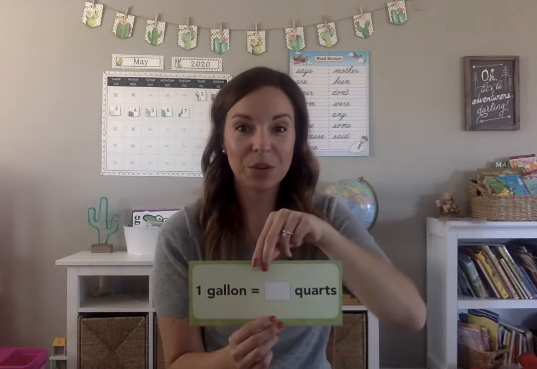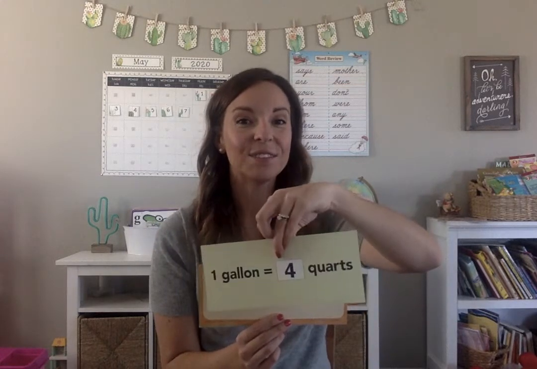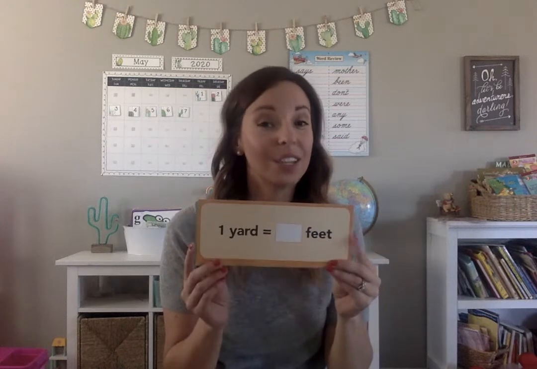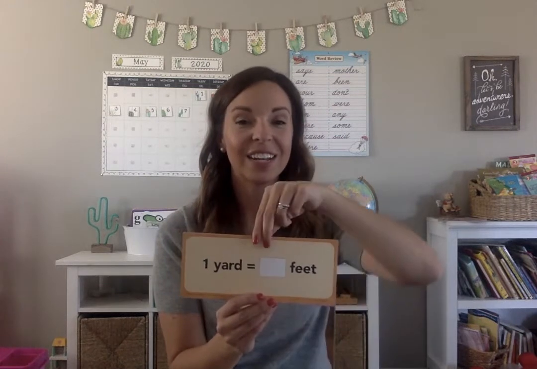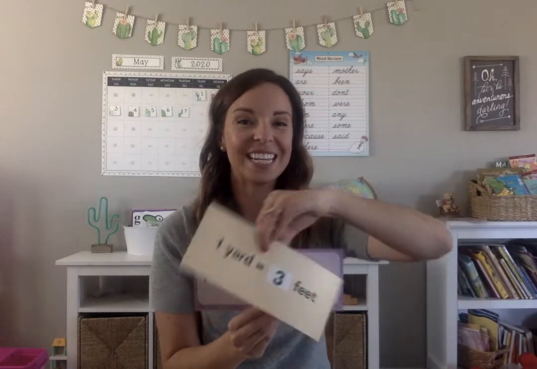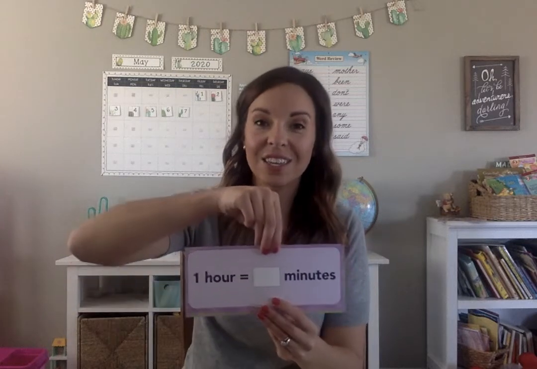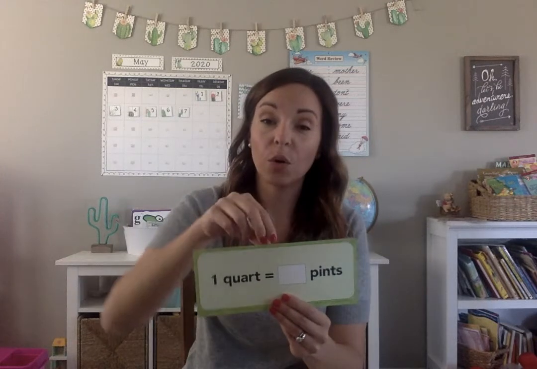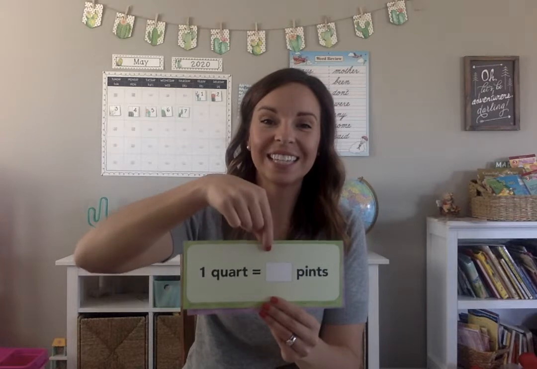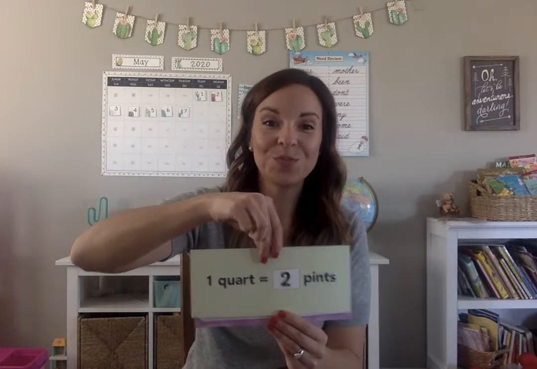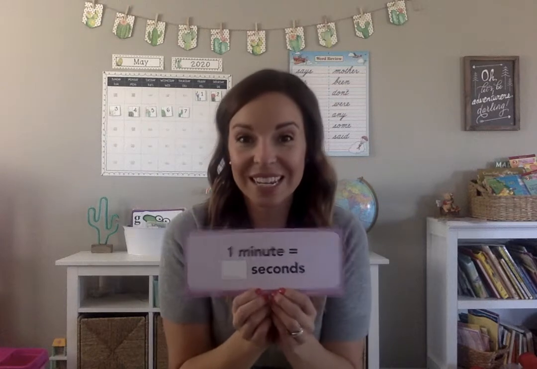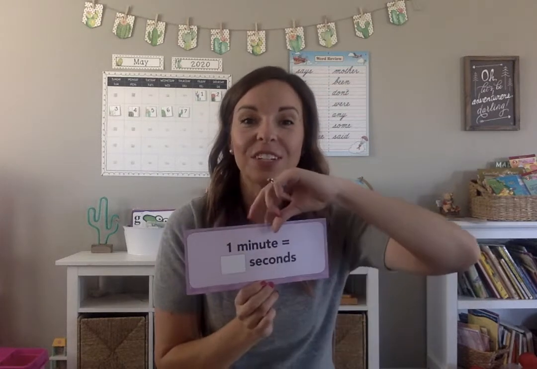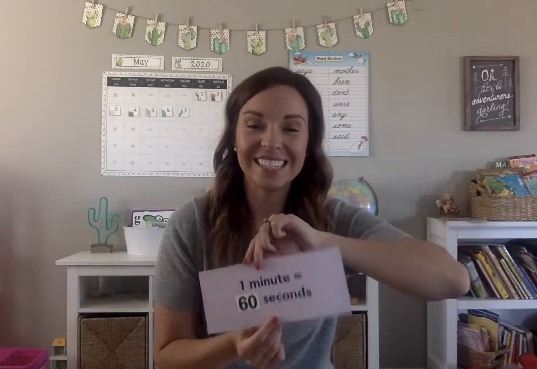1 gallon equals how many quarts? You should have said 4. 1 yard equals how many feet? Your answer should have been 3. 1 hour equals how many minutes? You should have said 60. 1 quart equals how many pints? You should have said 2. And for my very last one, 1 minute equals how many seconds? You should have said 60 seconds in 1 minute. Awesome. I hope you got all of those correct.